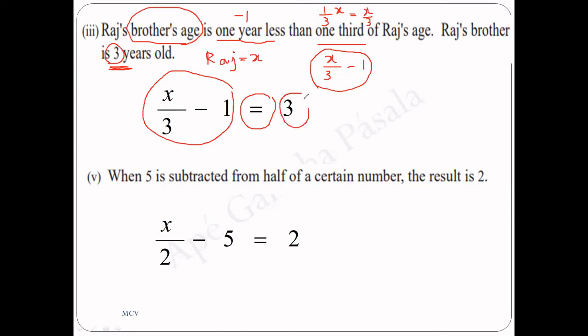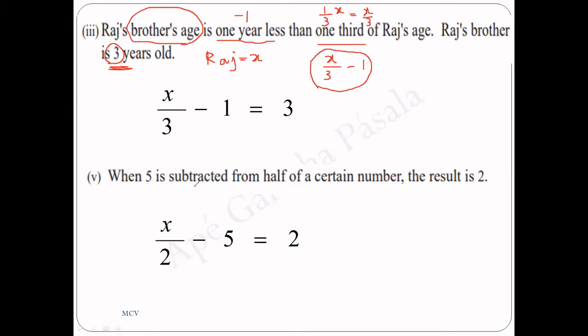This way. When we think about the scale, this is the middle of the scale, this is the indicator. This is the pan of the left hand side, with the weights on the left hand side, and this is the weight on the right hand side. So what is the equation? X over 3 minus 1 equals 3.